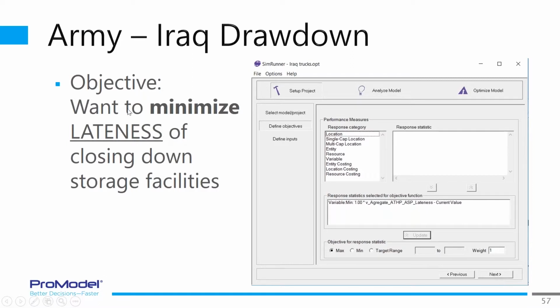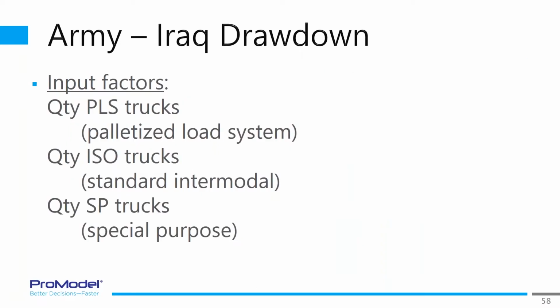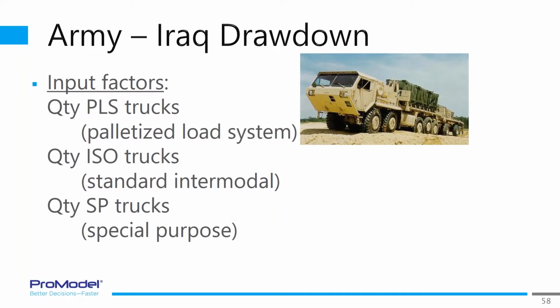The goal was to minimize the lateness of closing down the storage facilities, because there was a date. This was back in 2009, I believe it was. There was a date which they wanted to close each of the forward sites and bring all the material down to the port. What we can do is we can change the quantity of 3 different types of trucks.